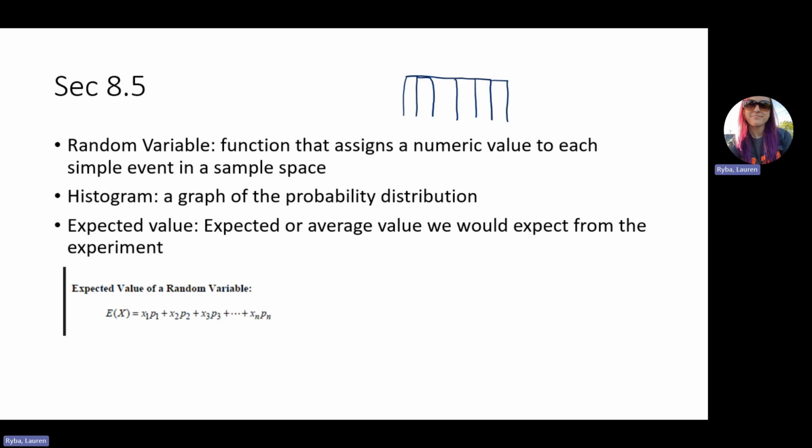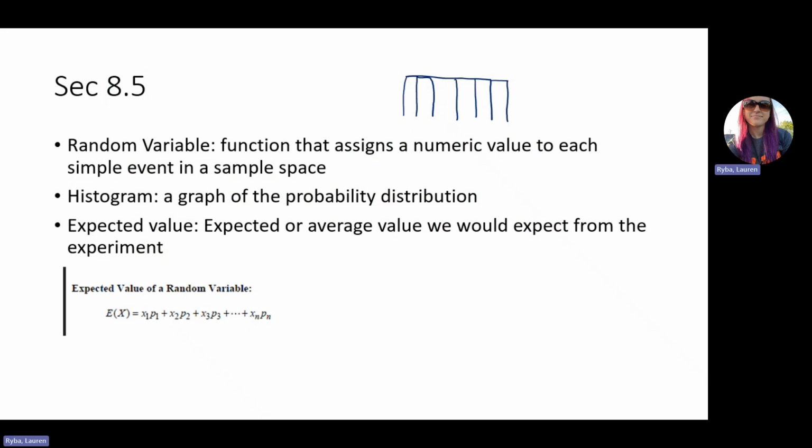We are going to talk more about what is called expected value, or the expected average we would see happen from the experiment. Kind of like your long-term results. Are you going to have a positive result? Are you going to have a negative result? And what is that result going to be? There's a formula on the bottom of the screen here that shows you how you calculate your expected value.